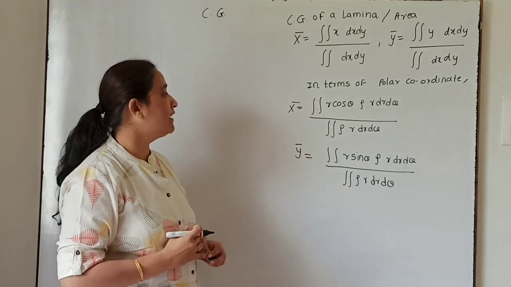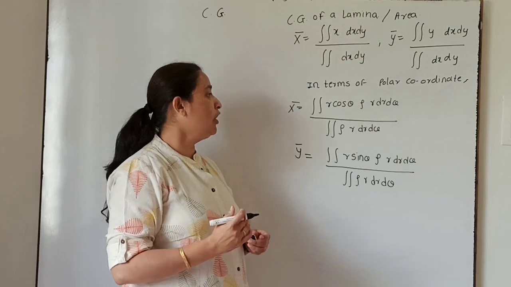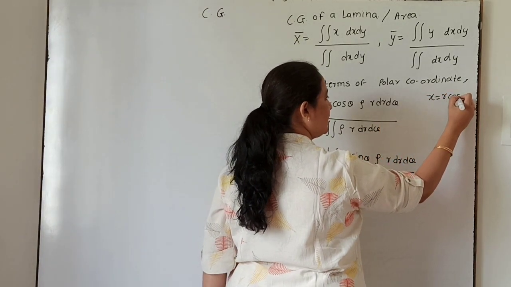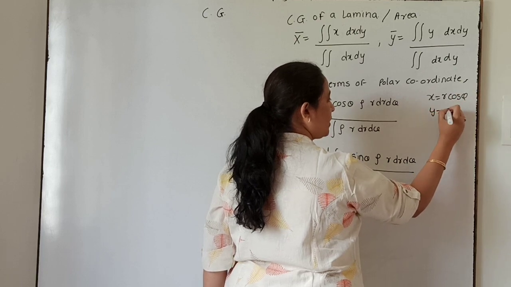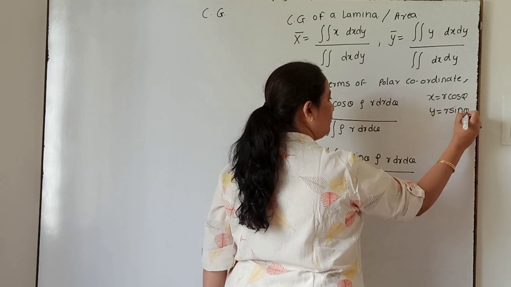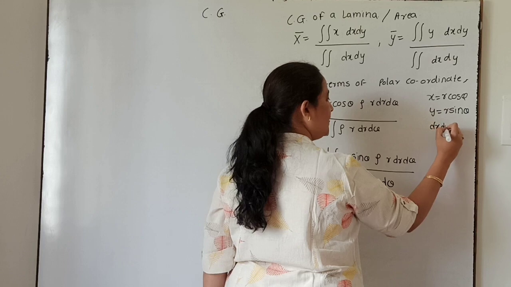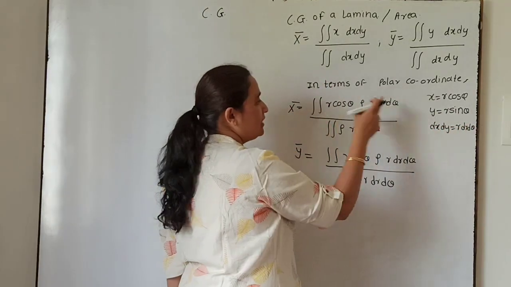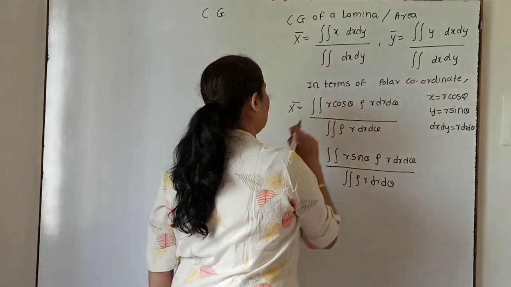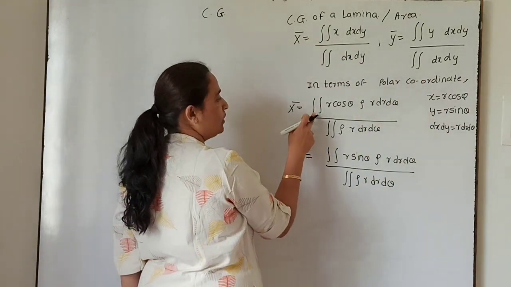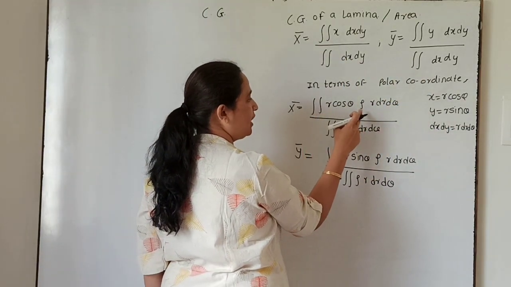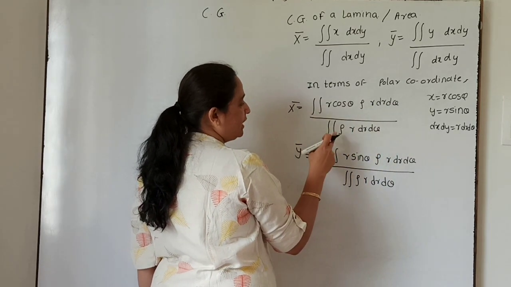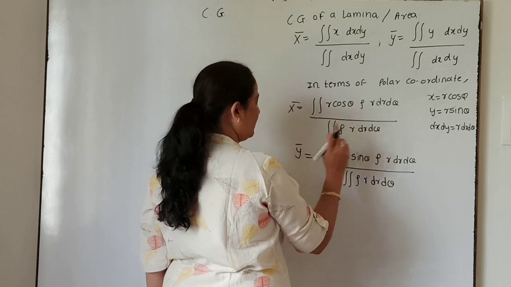Now if I want to find it in terms of polar coordinates, we know that we are using the substitution x is equal to r cos theta, y is equal to r sin theta, and we are replacing dx dy by r dr d theta. If I use this substitution in these formulas, you will get x bar is equal to double integral of r cos theta rho r dr d theta upon double integral of rho r dr d theta.